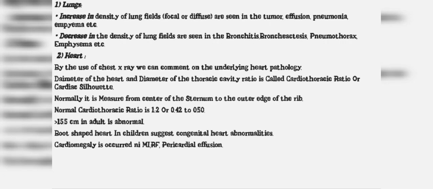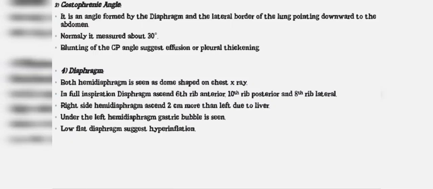Cardiomegaly occurs in myocardial infarction, rheumatic fever, and pericardial effusion. Costophrenic angle. It is an angle formed by the diaphragm and the lateral border of the lung pointing downward to the abdomen. Normally, it measures about 30 degrees. Blunting of the costophrenic angle suggests effusion or pleural thickening.